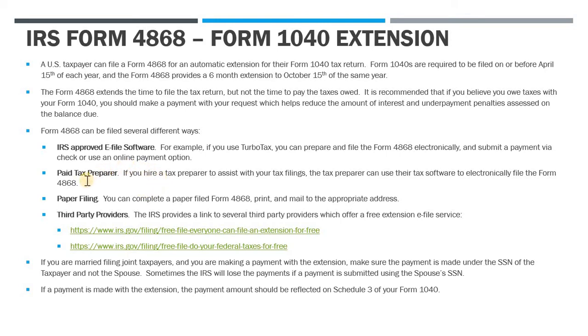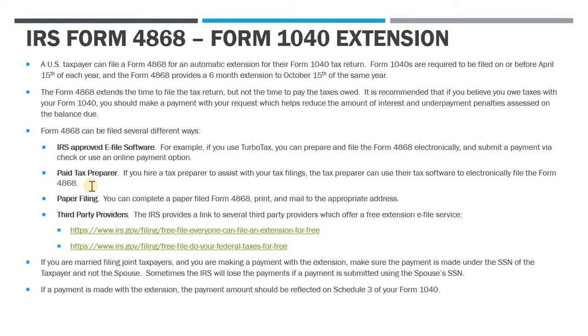Okay. A third option is just simply paper file it, right? So you can complete a paper 4868 in PDF format, fill out the fields, print it, and mail it to the appropriate address with a payment if you are submitting it with a payment. So that's always an option.